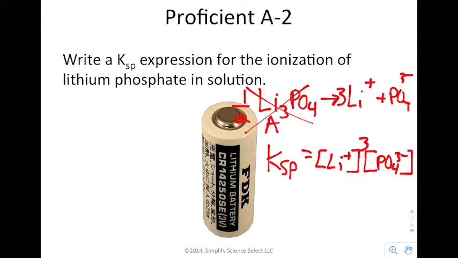And now I need to put a 3 right here for lithium. The reason why is lithium has a coefficient of 3. Now I could put a 1 for the coefficient of phosphate, but generally speaking you don't put the coefficient of 1 there. You just assume that it is 1 if there's nothing listed there. So this is what we would call the KSP expression. It would be lithium to the third times phosphate.